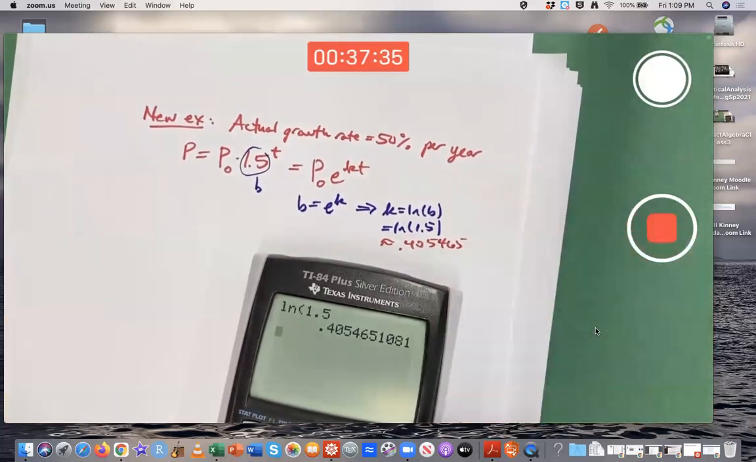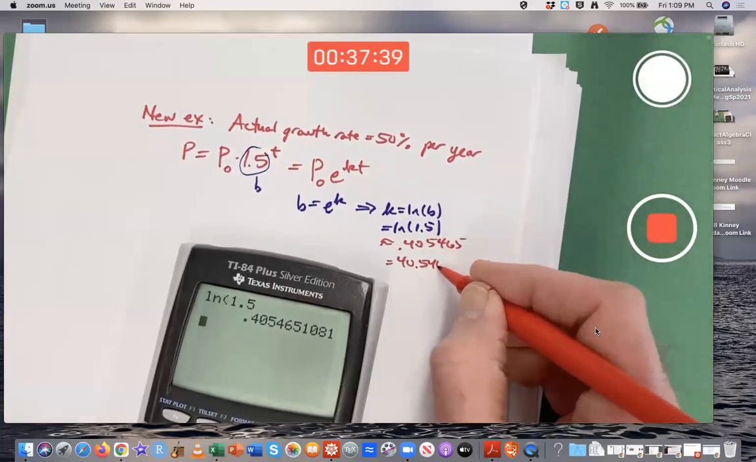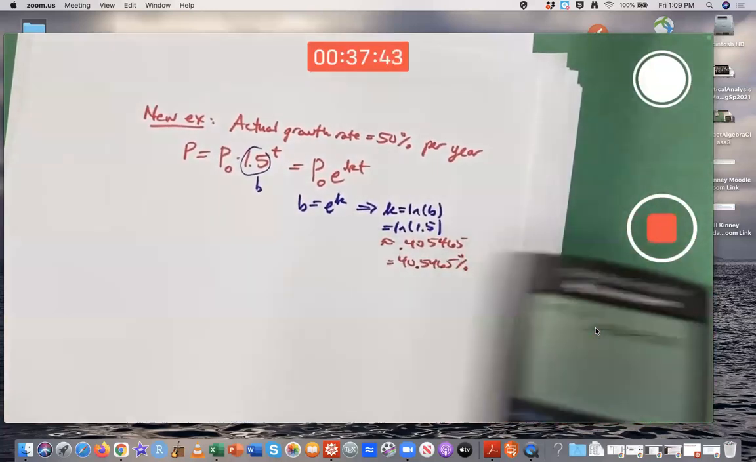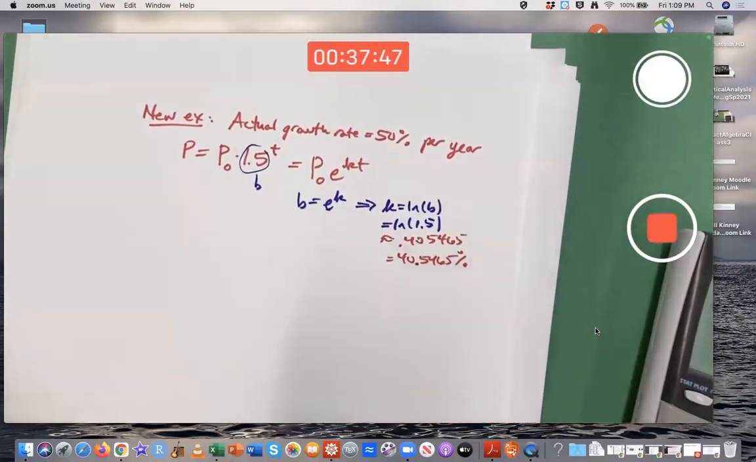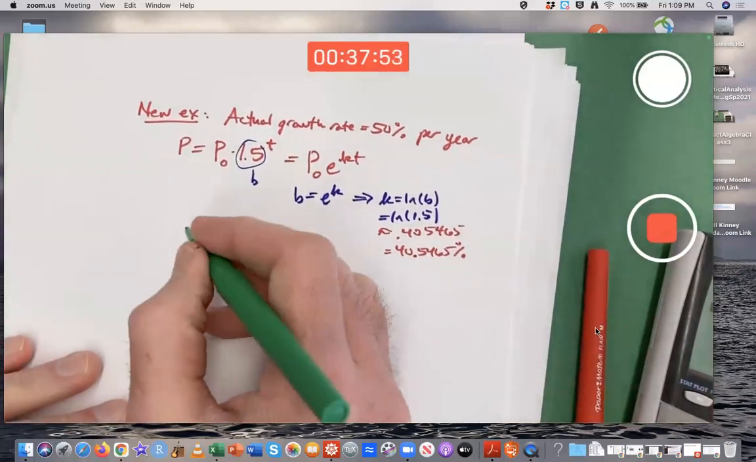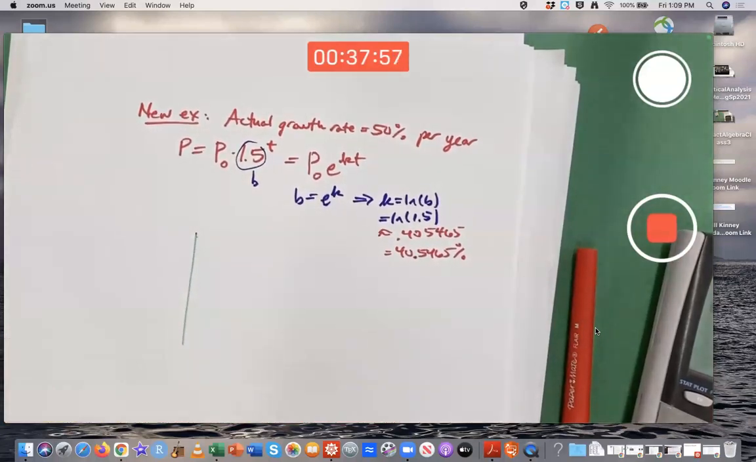0.405465, let's say. 40.5465% is the continuous growth rate. How do you interpret that? Here's how. Think about it graphically. And you should be able to do this interpretation on the first exam, by the way.